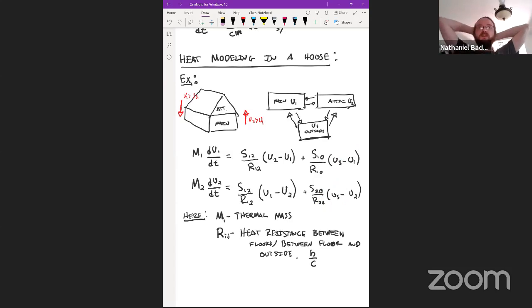Any other questions? So it's good to think about. It is really good when you're writing these equations down to think about the directions of heat flow, because it's very easy to write down equations with the incorrect sign.